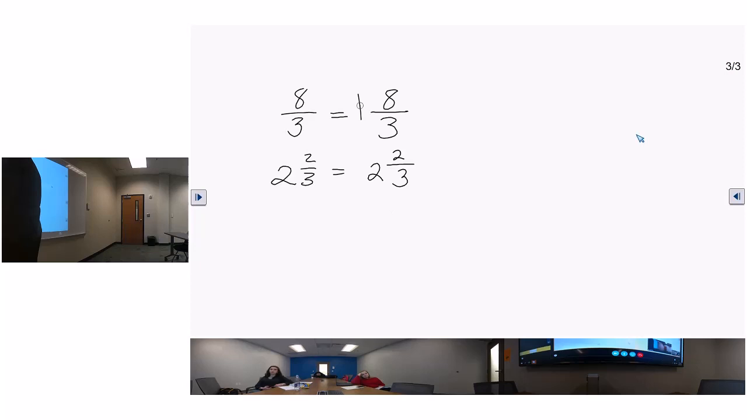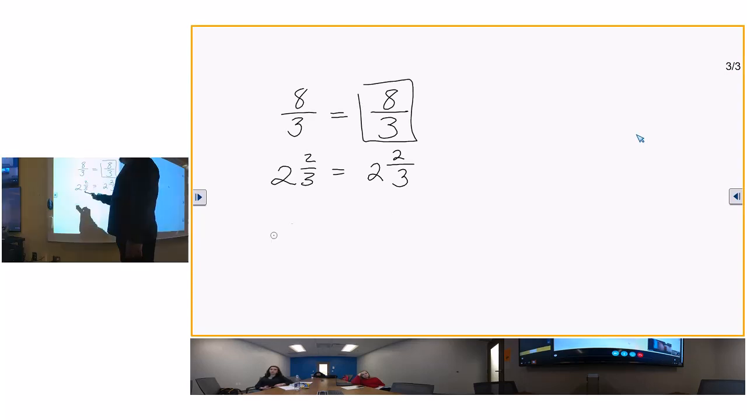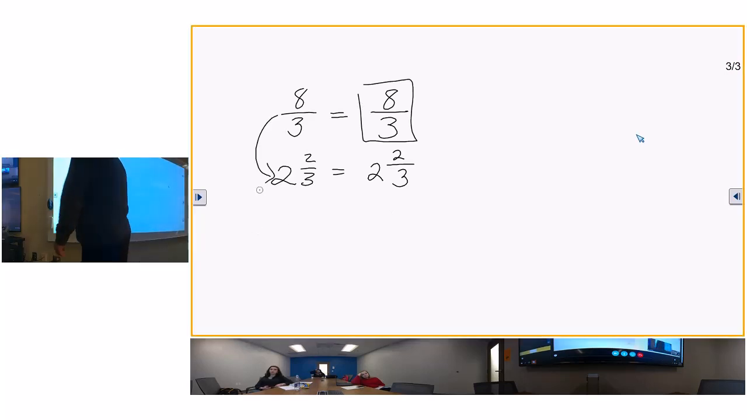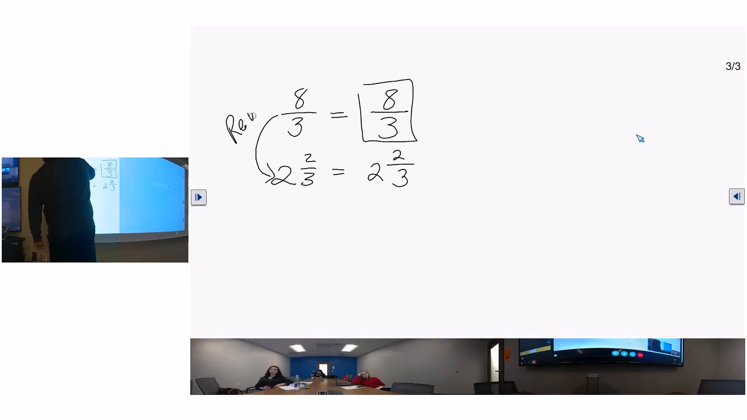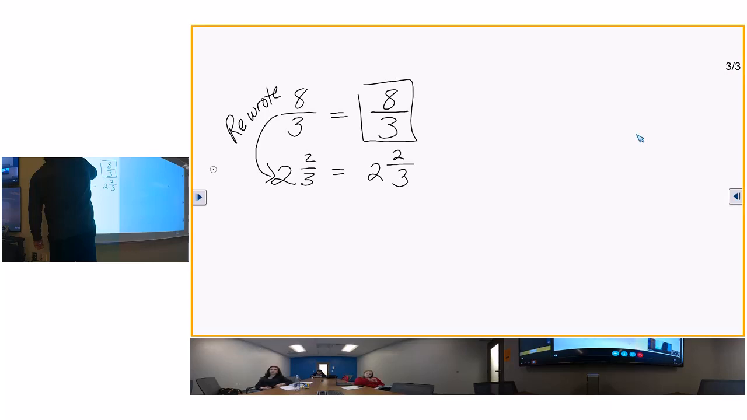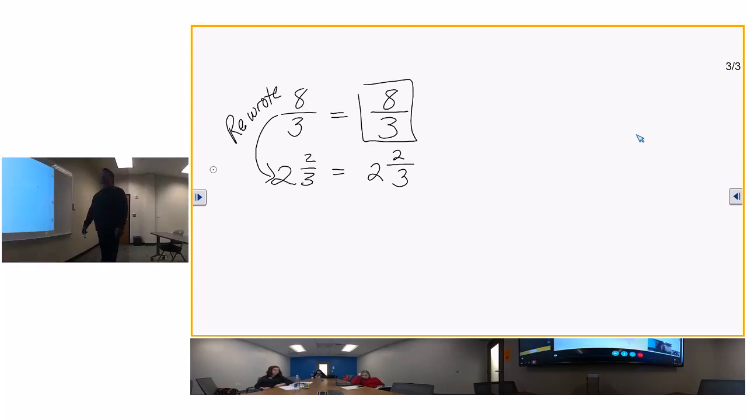Which is the most simple form fraction? 8/3. Now, what did I do from here to here? I didn't simplify. I rewrote. So if you ever have a teacher tell you that they're simplifying, that teacher is 100% wrong. Now, if you have a teacher What is this?